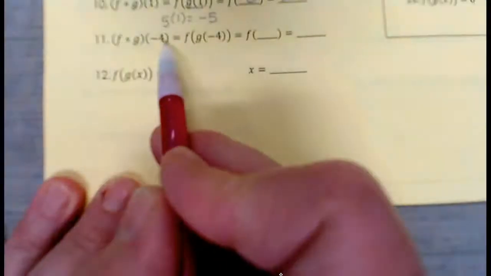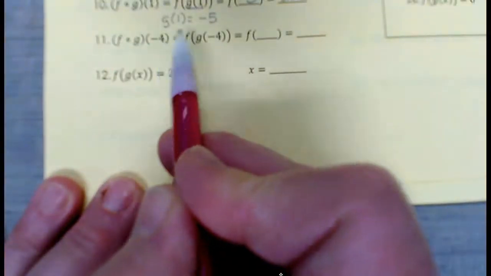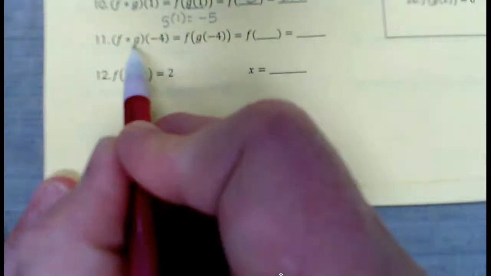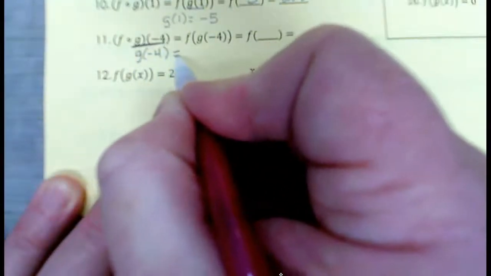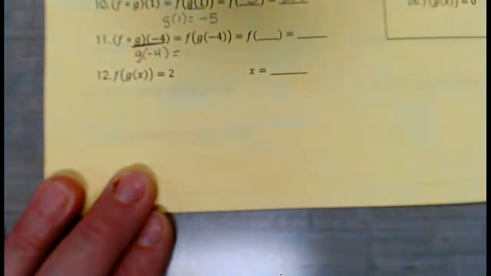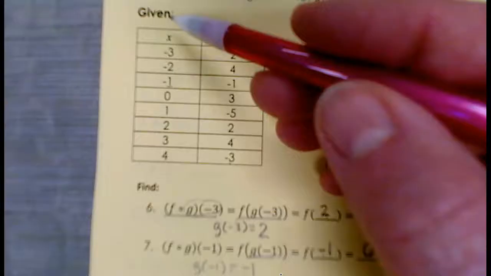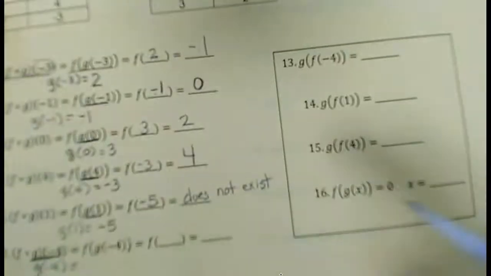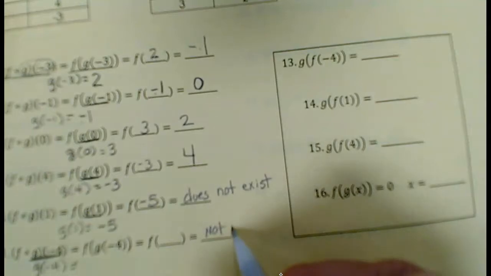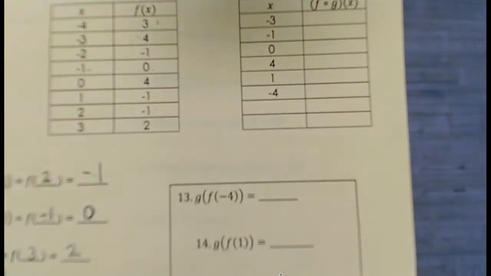Whether you have a composite written like this or like this, you start here. G of -4 is, is there a G of -4? I don't see one. I don't see a -4 in this table. So what does that mean? Not possible or does not exist. Okay, we're going to come back to 12 in a minute. Let's go on to 13.